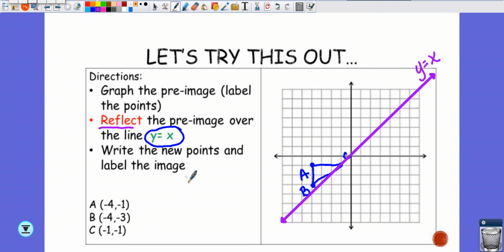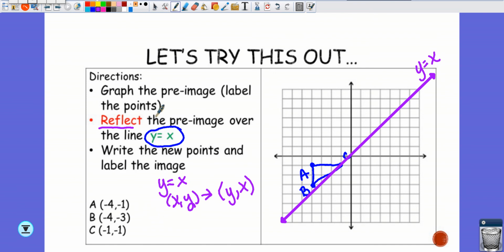So what that means, there's a rule. And so the rule tells me that if I have y equals x as my line of reflection, my mapping should be easy. Just flip the x and the y's position. So you just change the position of x and y. So if I'm reflecting over y equals x, all you need to do is flip the positions of the x and the y, and that's it.